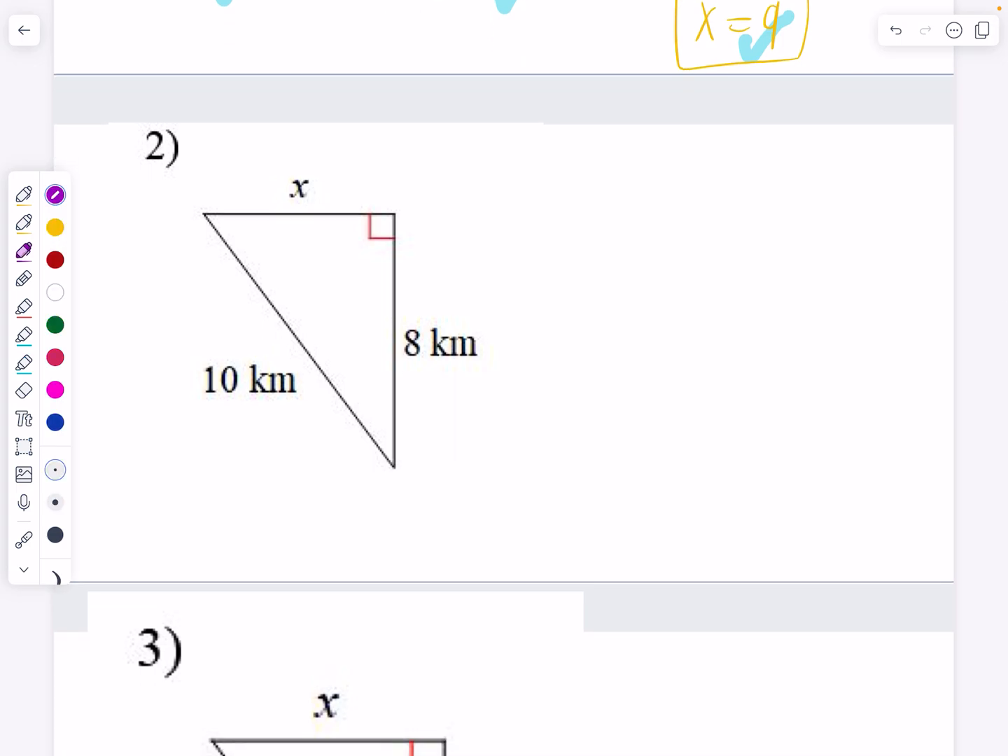All right, let's try the second one. Okay. Again, the first thing we're always going to do, highlight your right angle. Here's my hypotenuse. So the hypotenuse is going to be my C value. My legs are going to be the other two pieces. So I'm going to call this A, I'm going to call this B.